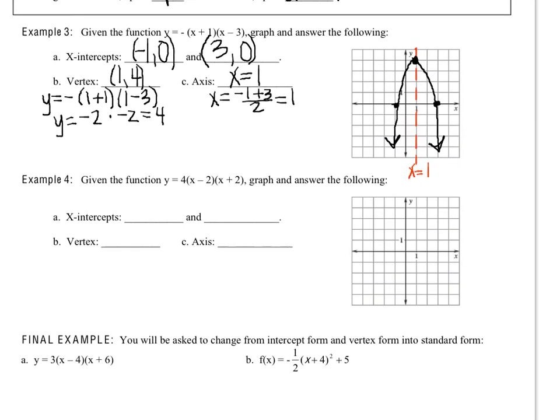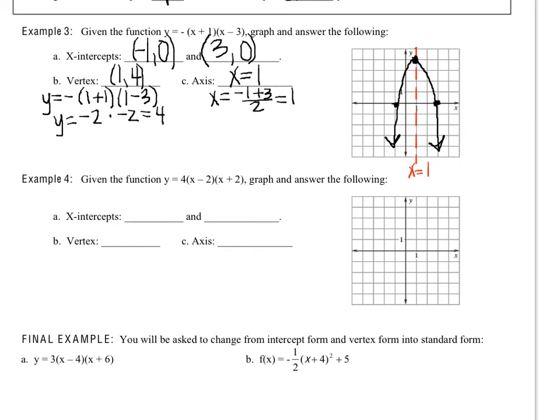Let's try another one. Let's look at example 4 right here. So again, first of all, let's look at our a to tell if our graph is going to open up or down. Looking right here, it's positive 4, so we know our graph should open up. And our intercepts, remember, are going to be the opposite of these. So this is minus 2, so one is going to be (positive 2, 0). This is positive 2, so one is going to be (negative 2, 0).